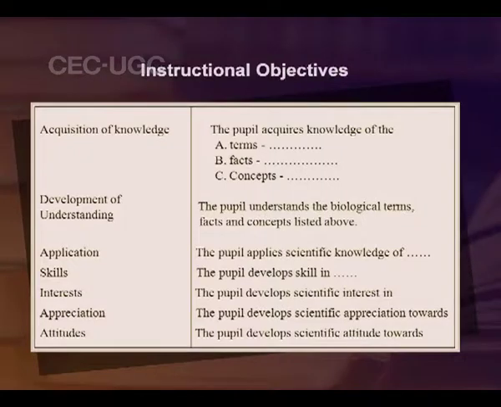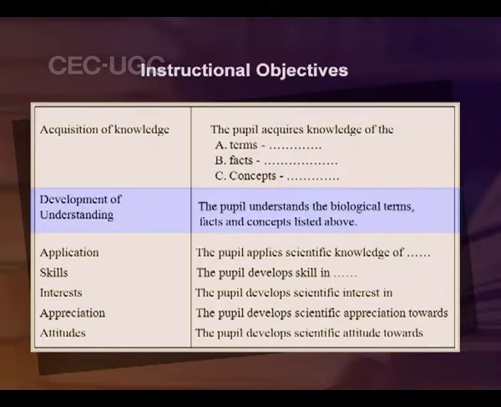The next segment of the lesson plan is listing of instructional objectives. That is, writing the behavioral changes in the students the teacher is expecting to see on teaching this particular topic. See this. What you have done at content analysis part is detailed here. Under instructional objectives, there is acquisition of knowledge. The pupil acquires knowledge of the terms, facts, concepts, etc.